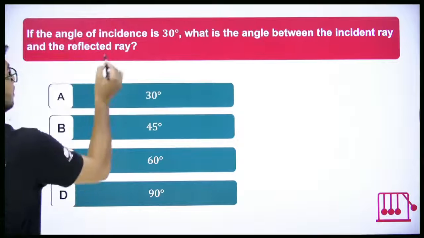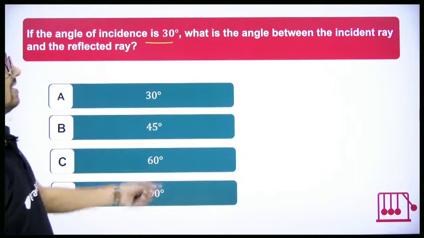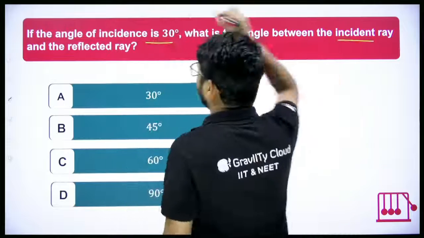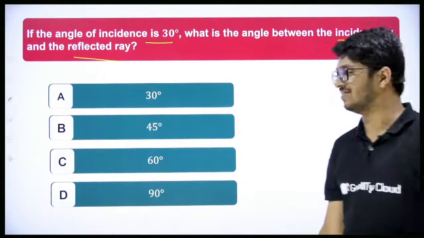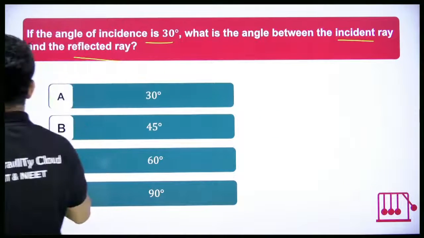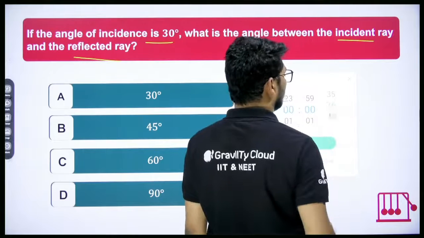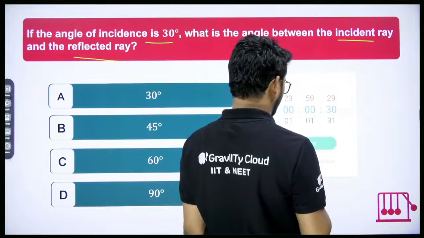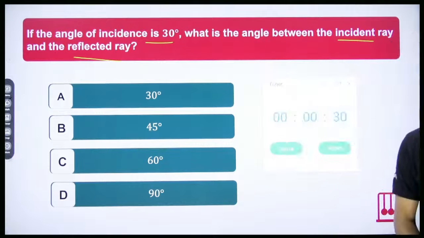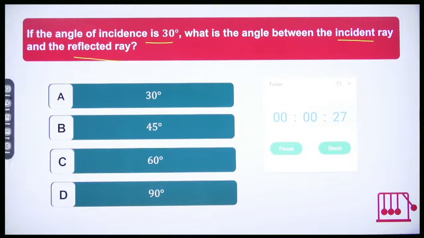Okay. Then next. If the angle of incidence is 30 degrees, what is the angle between the incident ray and the reflected ray? Now this is an interesting question. I will give you 30 seconds of time. The clue to this is to draw the diagram. When you draw the diagram, you will get the answer. So please solve it, everyone. The angle of incidence is given. You have to find out the angle between the incident and the reflected ray. The clue is to draw the diagram.